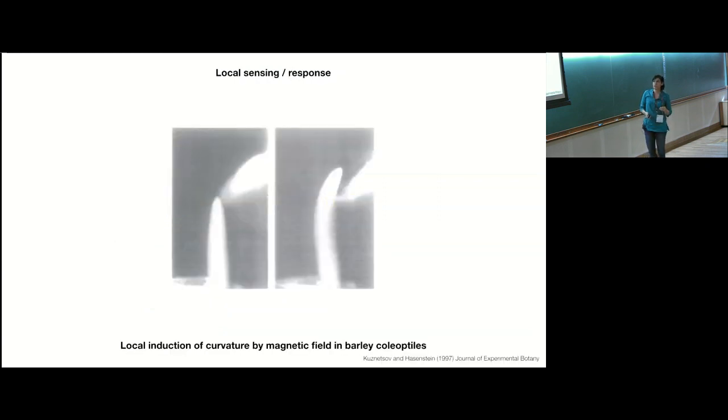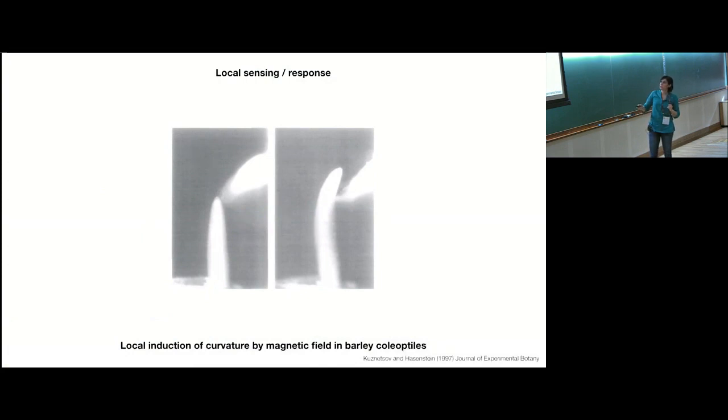Now, another thing to note, and this has to do more with shoots, of course, is the locality. What I mean is that sensing is local. So we saw that you have sensors throughout, so every different point in space can sense gravity, but also the response is local. And this experiment, which is from '97, did an interesting thing.